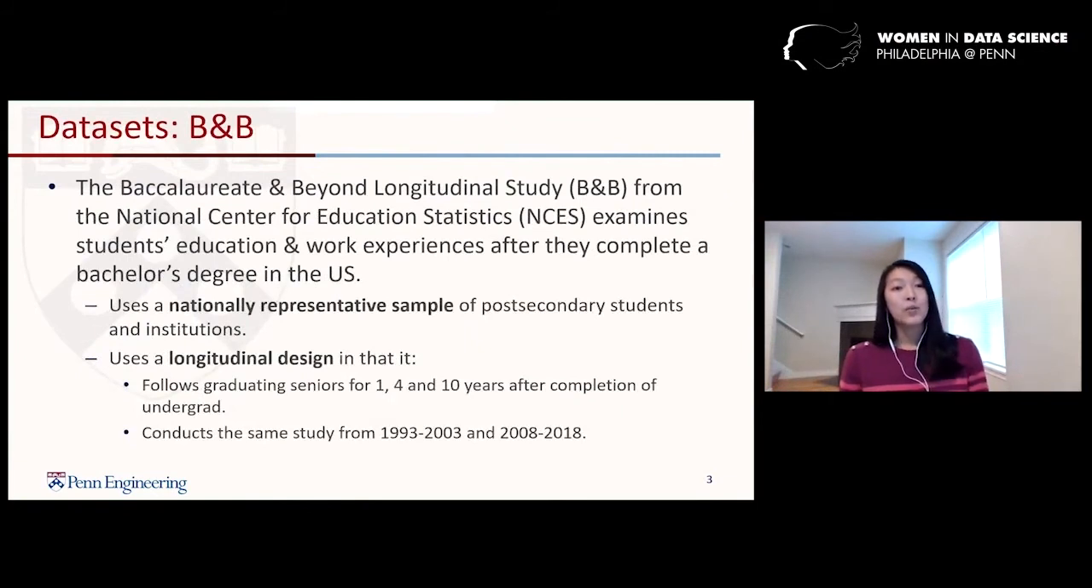So for this study, we used the Baccalaureate and Beyond Longitudinal Study from the National Center for Education Statistics. This study examines students' education and work experiences after they complete a bachelor's degree in the United States. Now, what makes this data set particularly unique is that it uses a nationally representative sample of post-secondary students and institutions, as well as a longitudinal design. So it follows graduates for 1, 4, and 10 years after completion of their undergrad. What's even more unique is that the same study was conducted for 2 decades, so from 1993 to 2003, as well as 2008 to 2018.